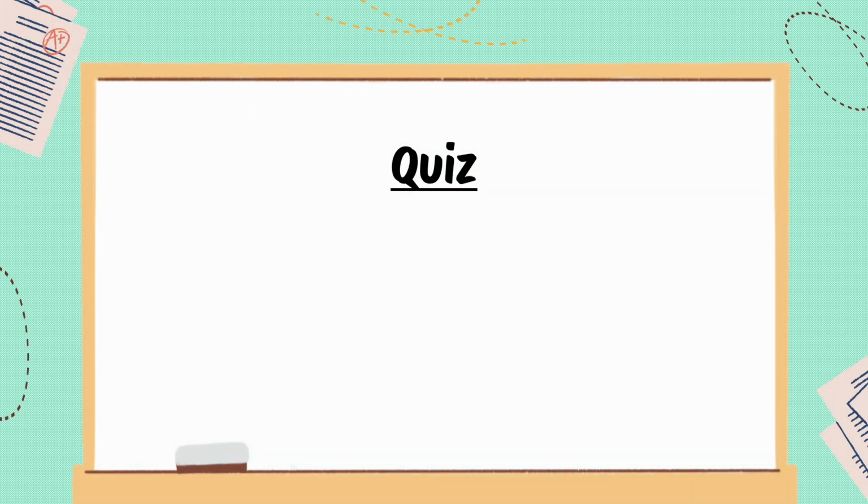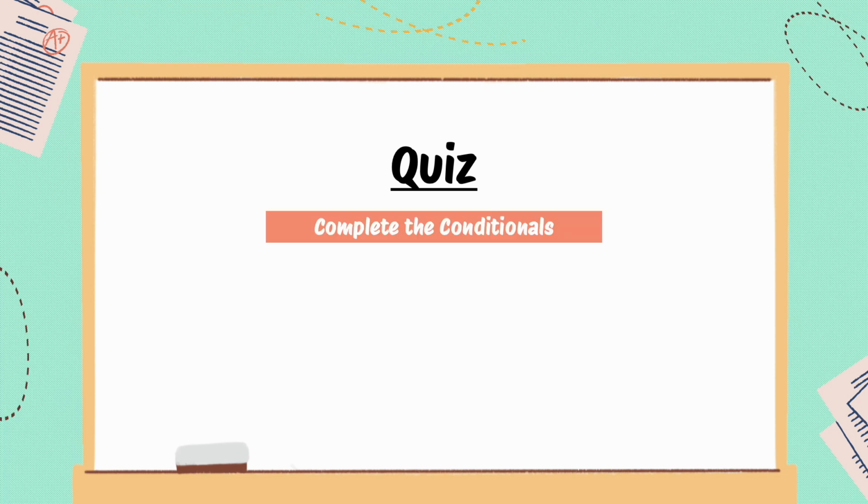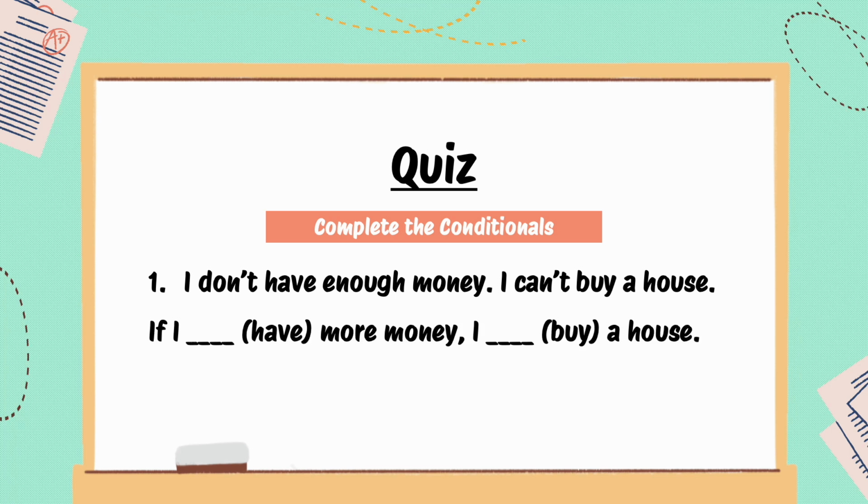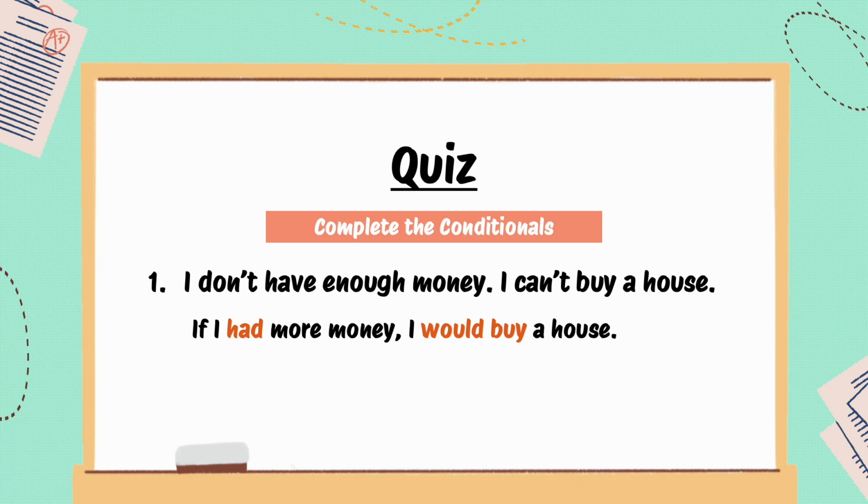Now that we've looked at each of the different types of conditionals, let's see if you can use what you learned to make some sentences on your own. Feel free to pause the video while you think about your answers. Number 1. I don't have enough money. I can't buy a house. See if you can complete the sentence. Let's check the answer. If I had more money, I would buy a house. This is the second conditional. It uses past plus would and talks about an imaginary situation in the future.